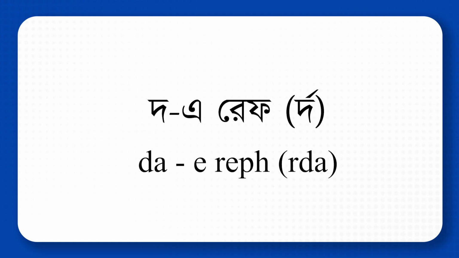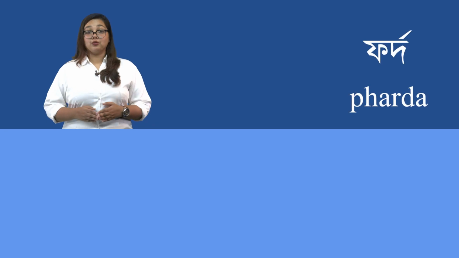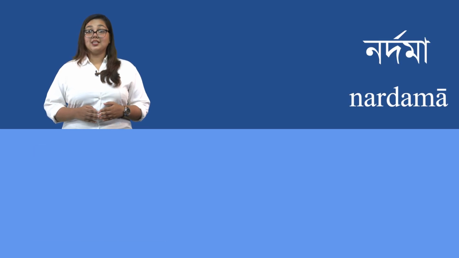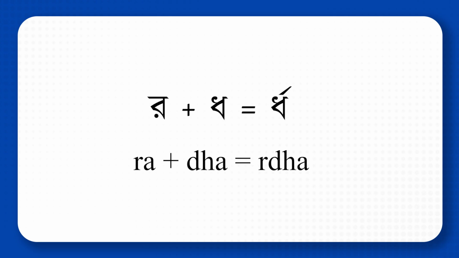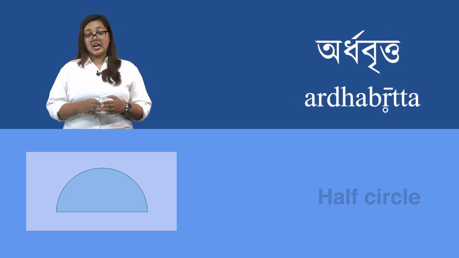The second consonant cluster is Doi Ref. In this cluster, Ref is attached with Do. For example, Fordo, which means list, and Nordoma, which means drain. The third cluster is Dhoi Ref. Banjan Borno Boishuno Ro make conjunct with Dho. In words, we have Songbardhana, which means felicitation, and Ardhabritto means half circle.